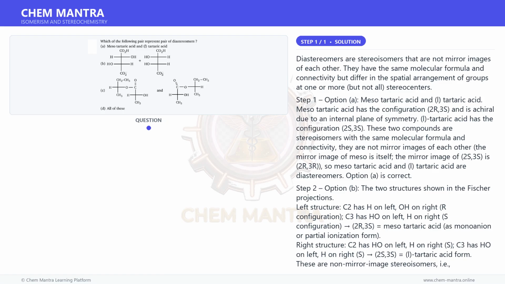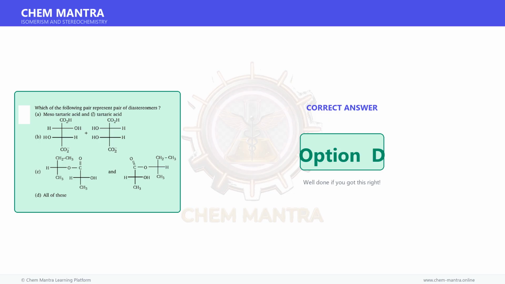Step 4: Since options A, B, and C all represent pairs of diastereomers, the answer is D, all of these. Therefore, the correct answer is option D.